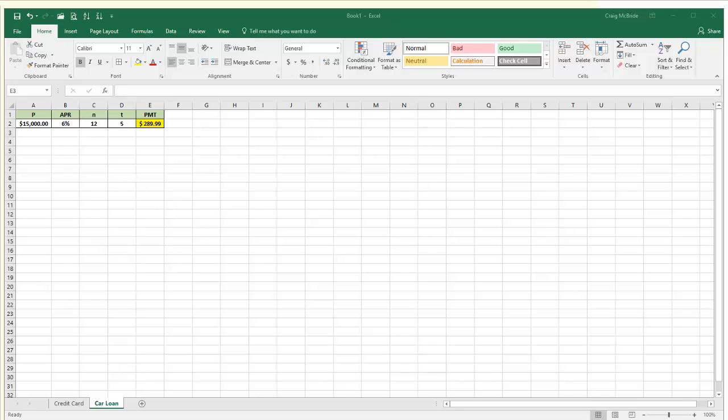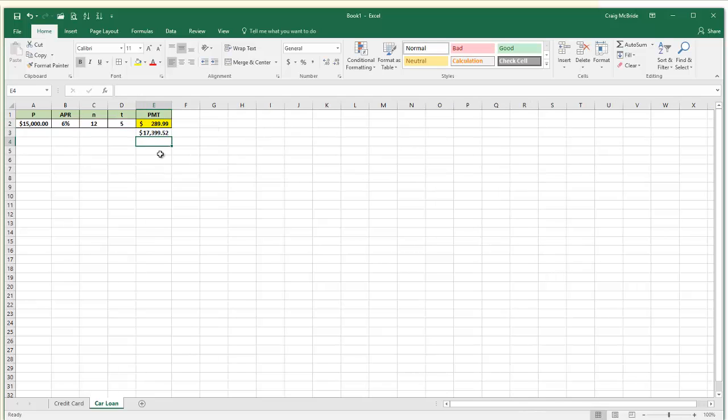So now we can see that our monthly payment is $289.99, or basically $290 a month. If you actually want to know how much you end up paying, you do equals this times this times that, because don't we do 12 times 5? That's how many total payments we make. You can see that we pay back a lot more than the $15,000 we owed because of interest. In fact, if we do equals this minus this, we can see that we pay almost $2,400 in interest based on this.